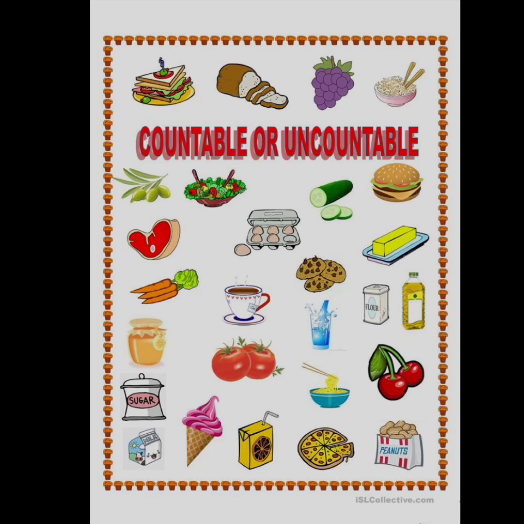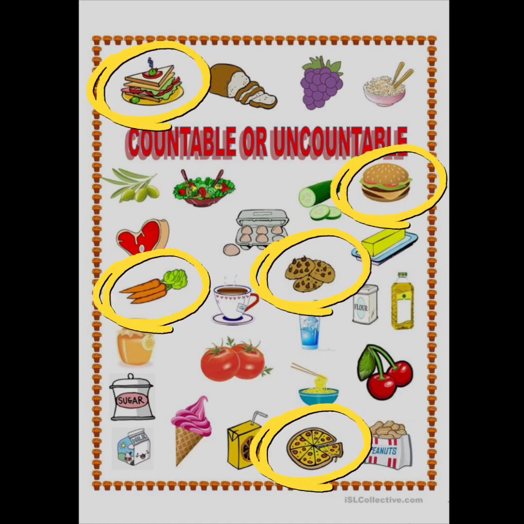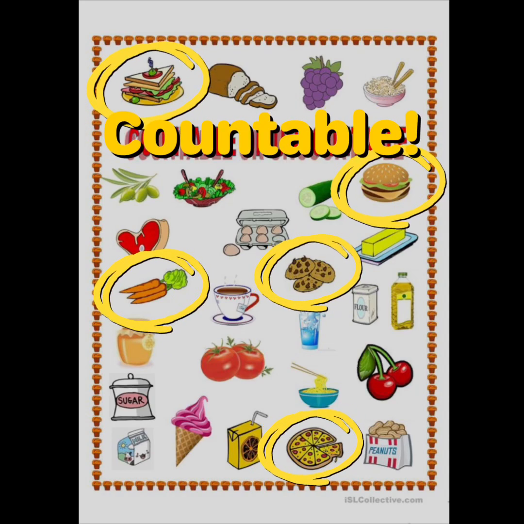Now we are going to practice a little bit looking at this picture. Can you see countable and uncountable nouns? Look at the food that is inside a circle and think, are they countable or uncountable nouns? They are countable nouns because you can count them using 1, 2, 3, 4. For example, you could say, I have 3 cookies, or I ate 2 sandwiches.